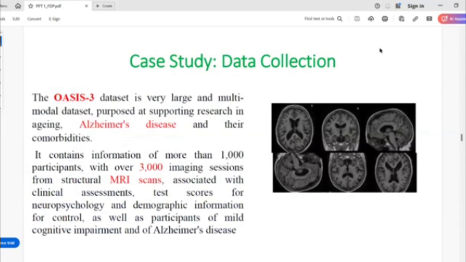Let us go with a simple case study. This is what we actually experimented with, and it is one of the works in SCI papers, in the IEEE Access journal. This is related to Alzheimer's disease, and we have taken the OASIS-3 data set, which has only 3000 images.